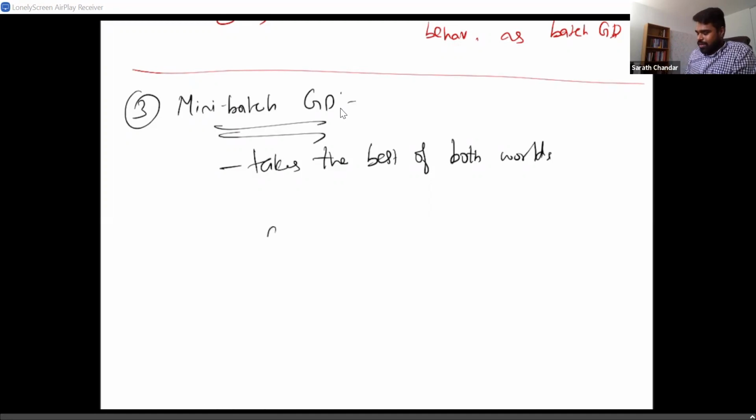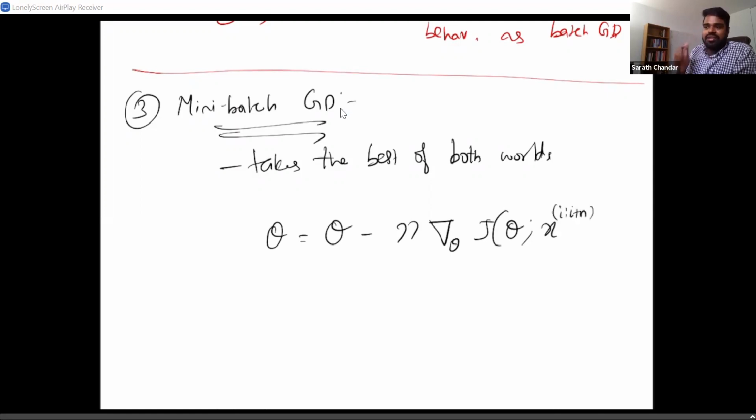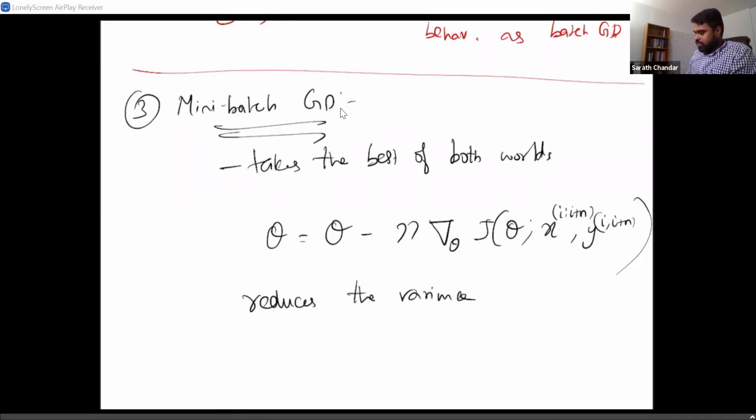We're going to do that by considering a mini batch of examples, and the gradient update is going to be theta is equal to theta minus eta times the gradient with respect to just n examples, i to i plus n. Now this actually reduces the variance, which leads to stable convergence.